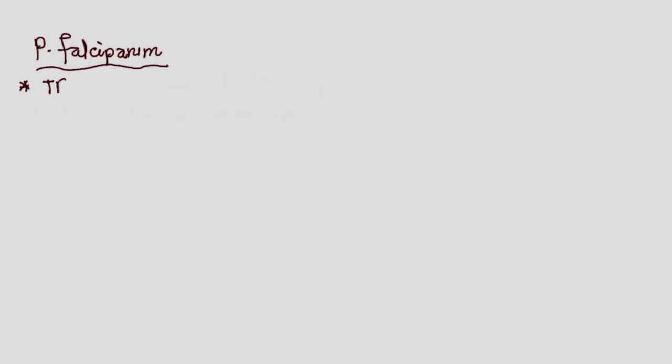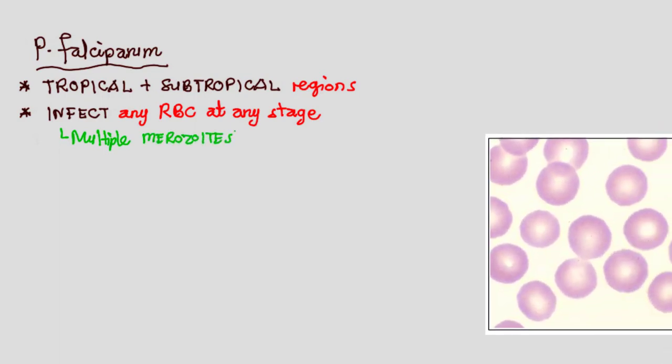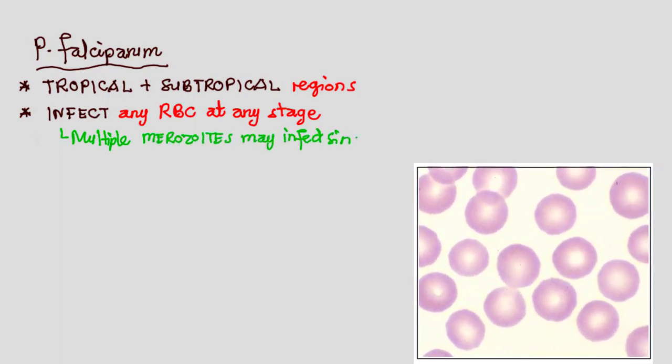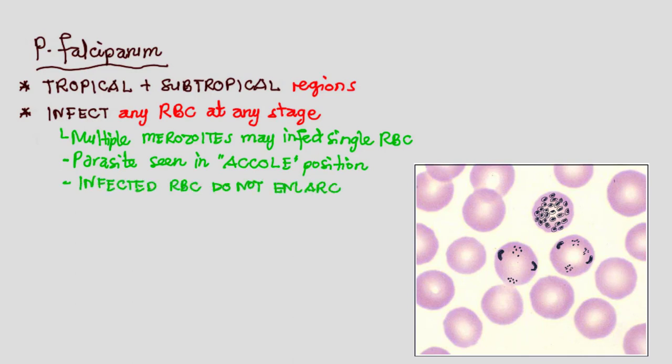Plasmodium falciparum occurs exclusively in tropical and subtropical countries. They invade red blood cells at any stage, and multiple merozoites may happen to infect a single red blood cell. Once inside the red blood cell, parasites are seen in a more peripheral position, known as the accolé position. Infected red blood cells do not enlarge, and multiple infections may be seen. They do not form hypnozoites, hence no relapses occur.